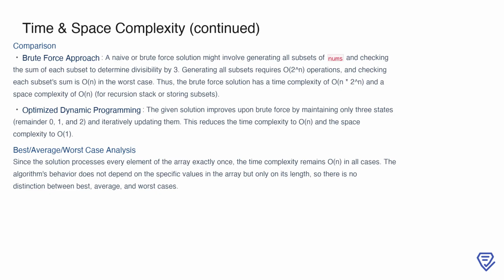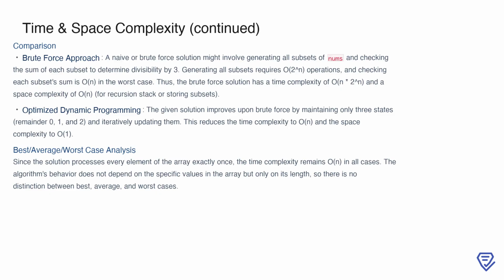In contrast, the optimized dynamic programming solution we are discussing avoids this exponential growth by maintaining only 3 states, corresponding to the remainders 0, 1, and 2, and updating them iteratively. This reduces the time complexity to O(n), and the space complexity to O(1). Additionally, since the algorithm processes each element of the array exactly once and its behavior depends only on the array's length, the time complexity remains O(n) in the best, average, and worst cases, with no variation based on the specific values in the array.